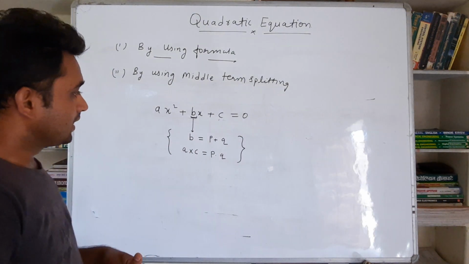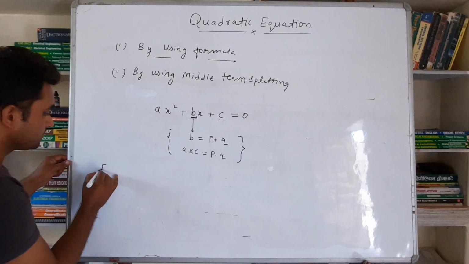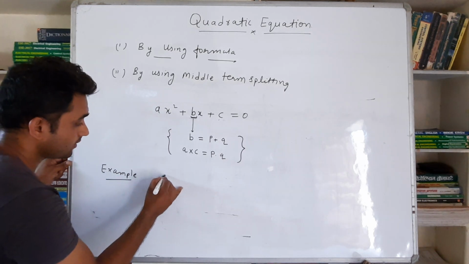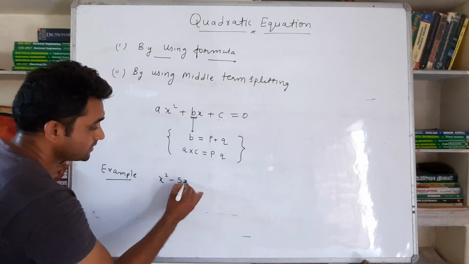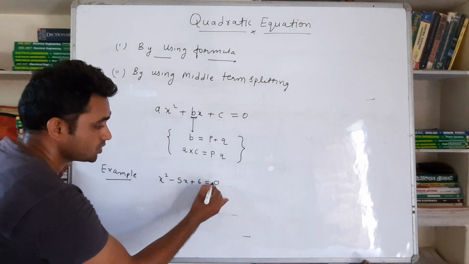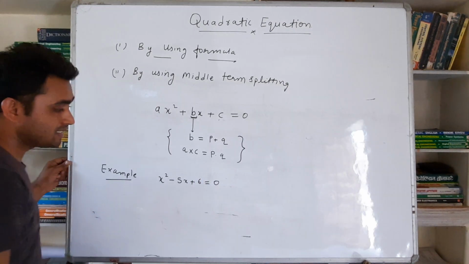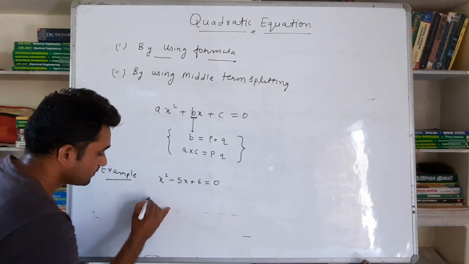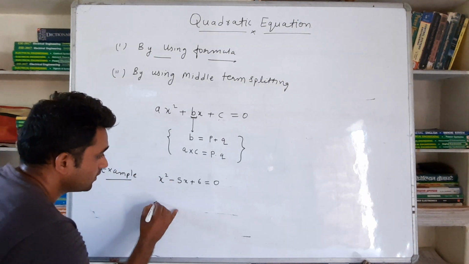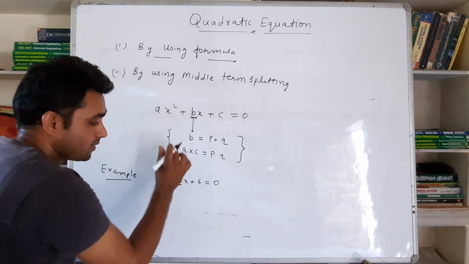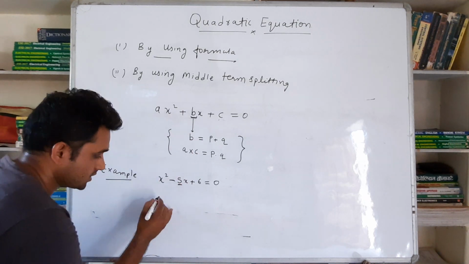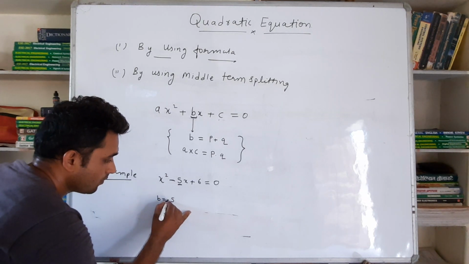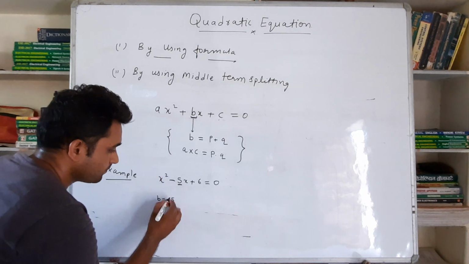How will it work? Let's take an example. Take the same example so that we can easily compare that our roots or solutions are the same. Let's do that. According to this, we don't consider plus or minus; we directly take the coefficient of x. So b is equal to 5, or you can say minus 5.